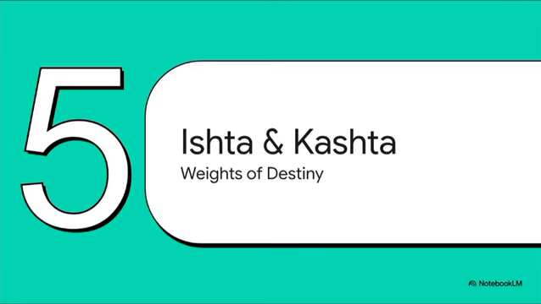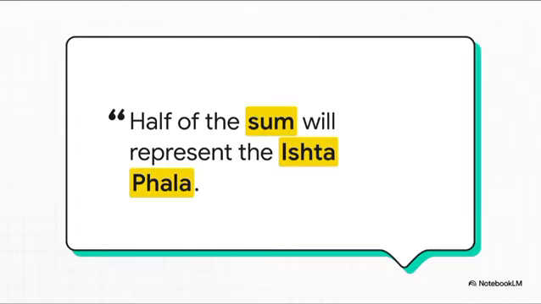Which brings us to Section 5, Weights of Destiny, Ishta and Kashta. Getting deeper into the most granular math of our explainer today, the texts contain exact formulas for calculating beneficial and malefic tendencies, known as Ishta and Kashta. To truly appreciate this, just listen to how Maharishi Parashar's shloka reads. It honestly sounds like a high school algebra problem.